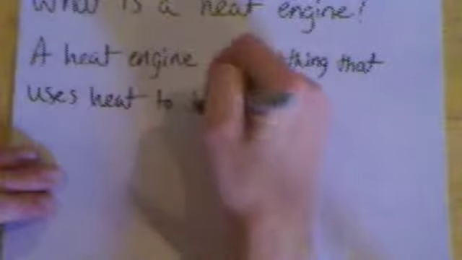What is a heat engine? Well, a heat engine is something that uses heat to do work. And a diagram is a pretty good way to explain this. A heat engine needs to have two things: a hot reservoir at a certain hot temperature, and it also needs to have a cold reservoir at a certain cold temperature. Now, by reservoir, I mean that it's so big that it never changes temperature.